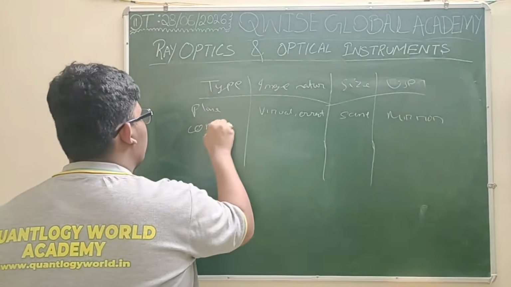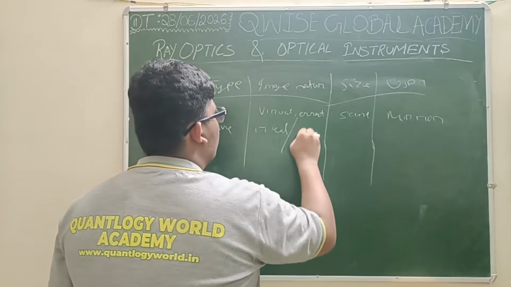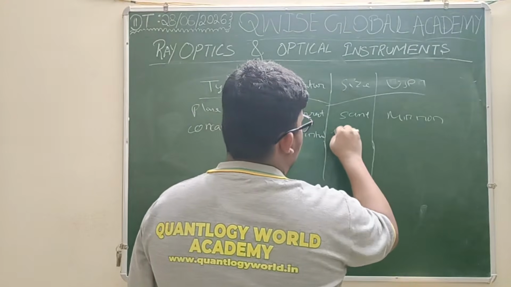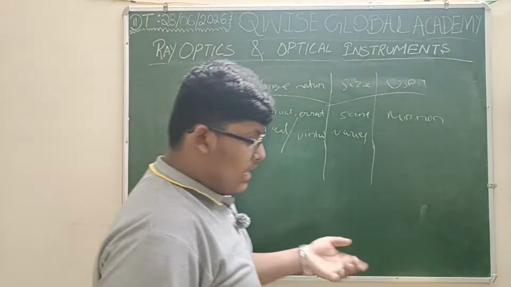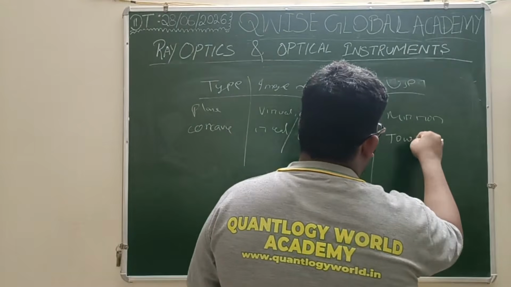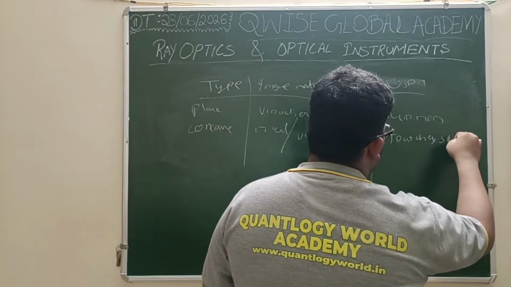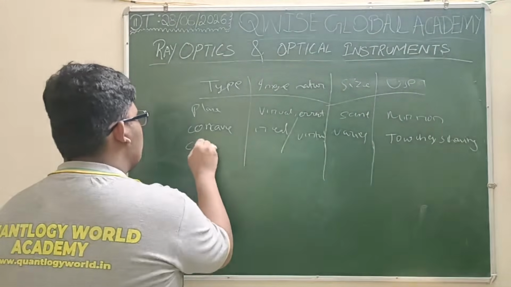Next is concave mirror. The image can be real or virtual. Size varies. Sometimes size increases, sometimes size decreases. Used in torches, shaving mirrors, etc.